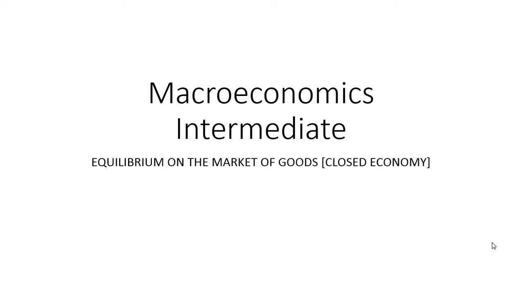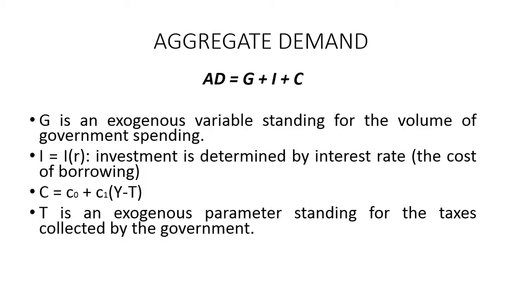Okay, so this one is about equilibrium on the market of goods in the closed economy. And what we should start with is defining the components of aggregate demand in the closed economy. So aggregate demand is the overall demand for goods and services in the economy, and it consists of three items: G, government spending, I, investment, and C, consumption.